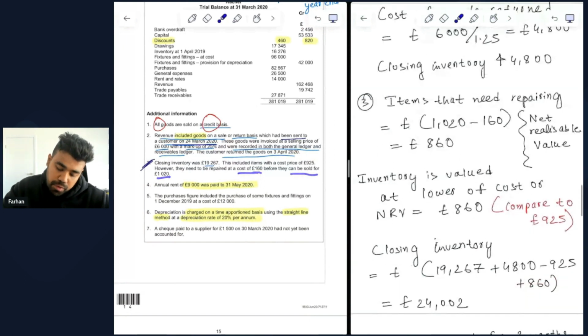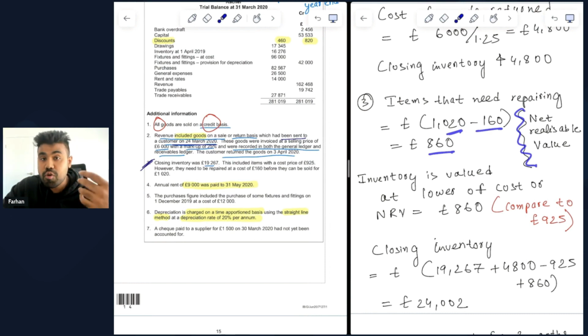So first of all, what we have to do is find the net realizable value for the items that need repairing. And the net realizable value can be simply calculated by the likely proceeds of the selling, which is £1,020, and then we subtract £160, which are the repair costs, and that gives us a net realizable value of £860 for these items that we have to repair.